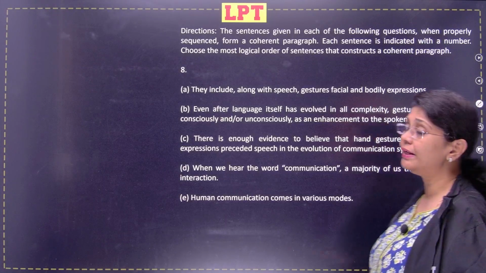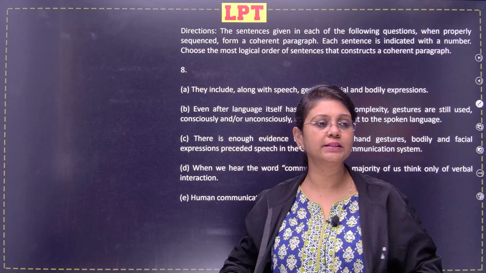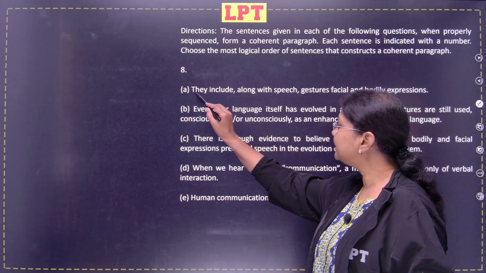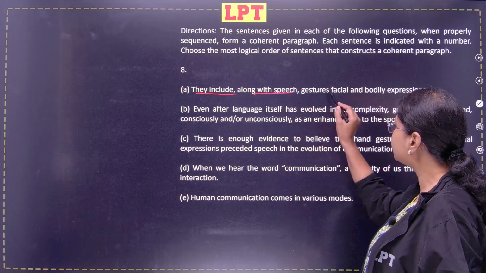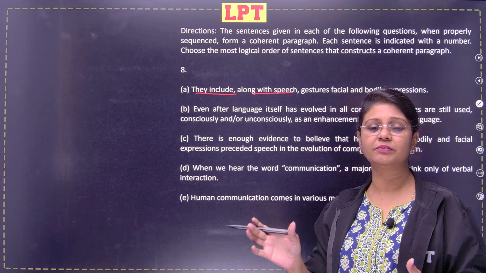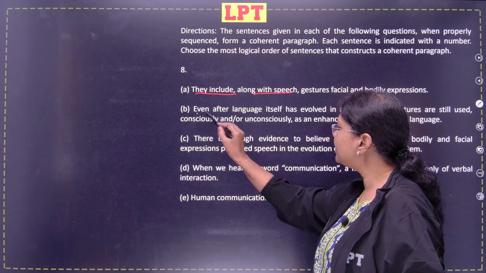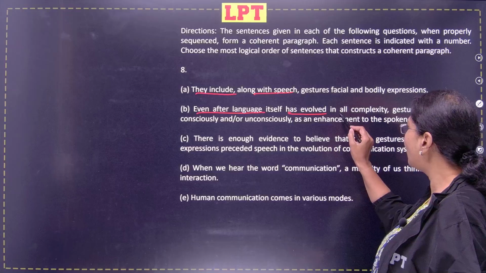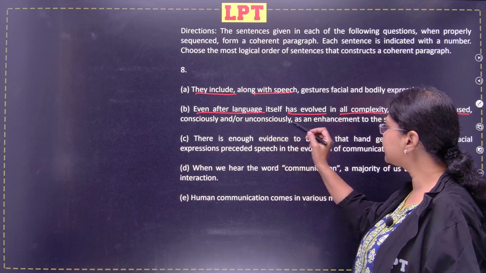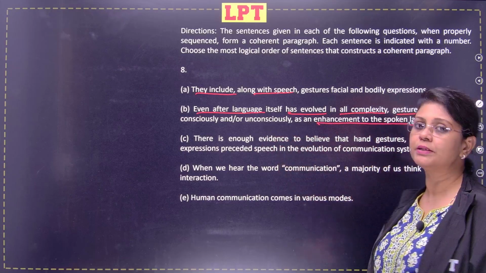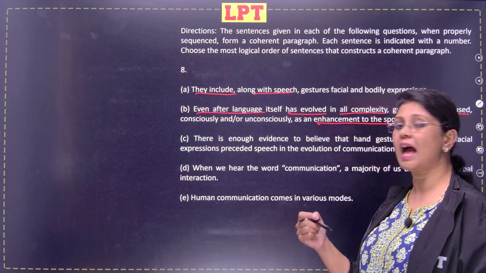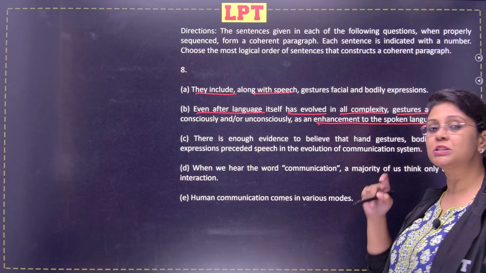Okay, let us evaluate this question and try to understand what is the sequence of the sentences that we should be following. A says they include, along with speech, gestures, facial and bodily expressions. Now, this is a sentence that is somewhere in the middle of the discussion. B says even after language itself has evolved in all its complexity, gestures are still used consciously and unconsciously as an enhancement to the spoken language. So we talk about gestures still being used consciously and unconsciously as an enhancement to the spoken language.